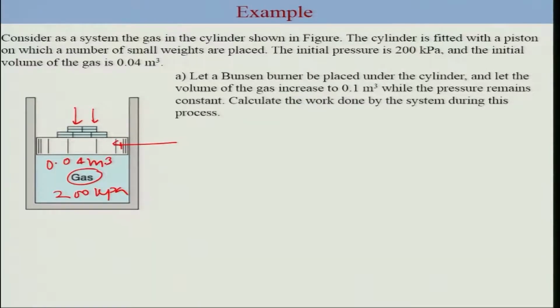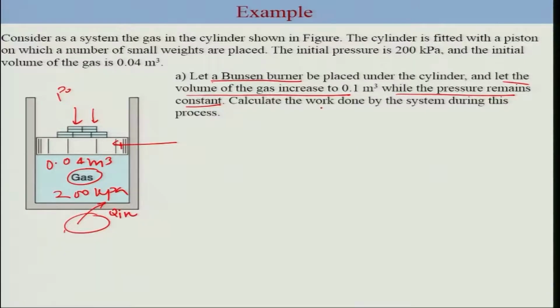Now, there are many different parts we are going to do. The first part is where we are going to heat up the system using a Bunsen burner placed under the cylinder here. Okay, so we are going to provide Q in and let the volume of the gas increase. So we want to increase it to 0.1 meter cube while the pressure remains constant, keeping the pressure constant because the weight is constant. So the P0 external and other aspects are constant. So hence your pressure is constant, only the volume is going to change.